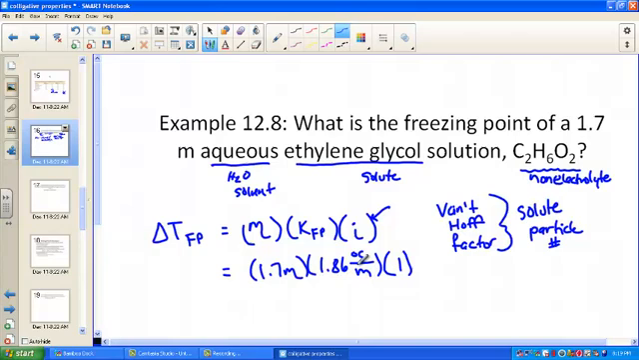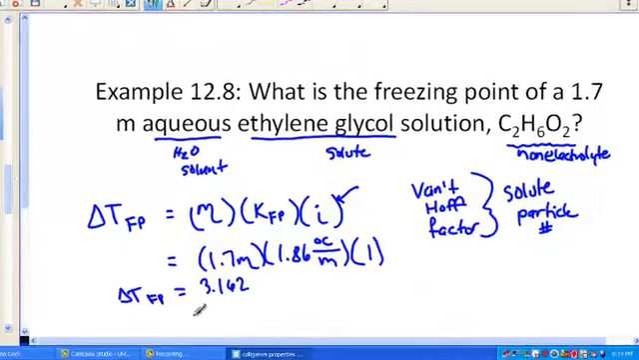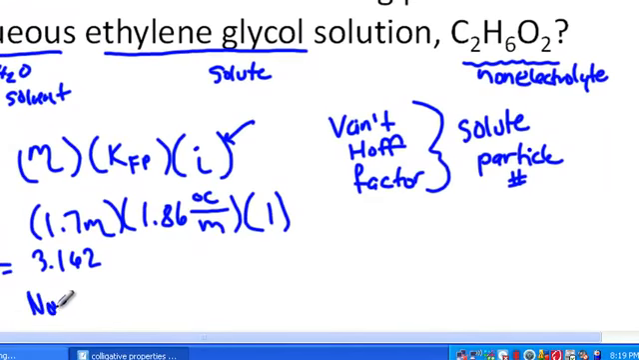1.7 molal times the K constant, 1.86. Let's hit that. 1.7 times 1.86. Oh, shoot, my calculator turned off. I'll hit it again. Sorry. 1.7 times 1.86, and you find 3.162. Now keep in mind that's not our final answer. That's how much the freezing point changes by.